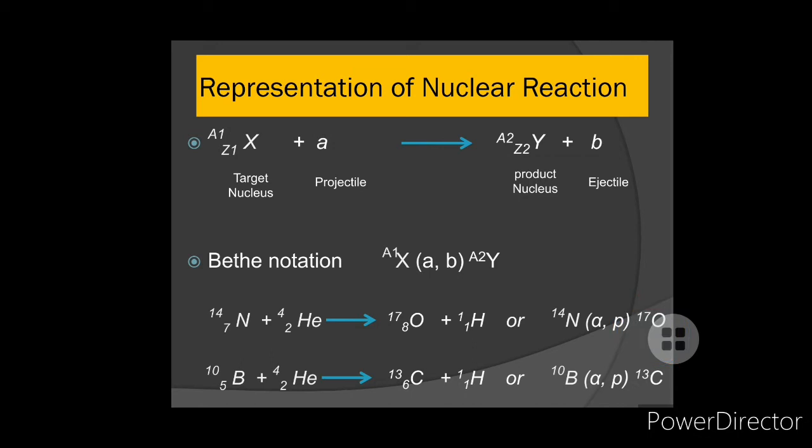Another example is when boron is bombarded with again an alpha particle, then it gives a carbon nucleus as the product nucleus and a proton as the ejectile particle. The Bethe notation for this reaction is boron-10, alpha particle, proton, and then the product nucleus carbon.